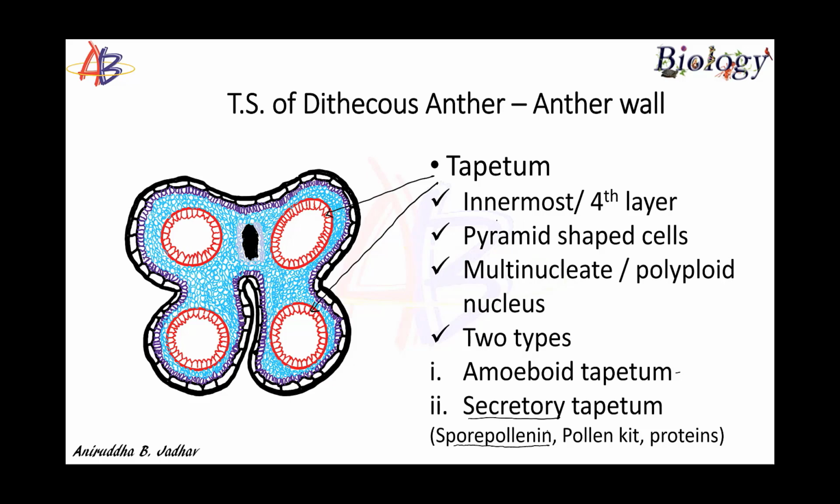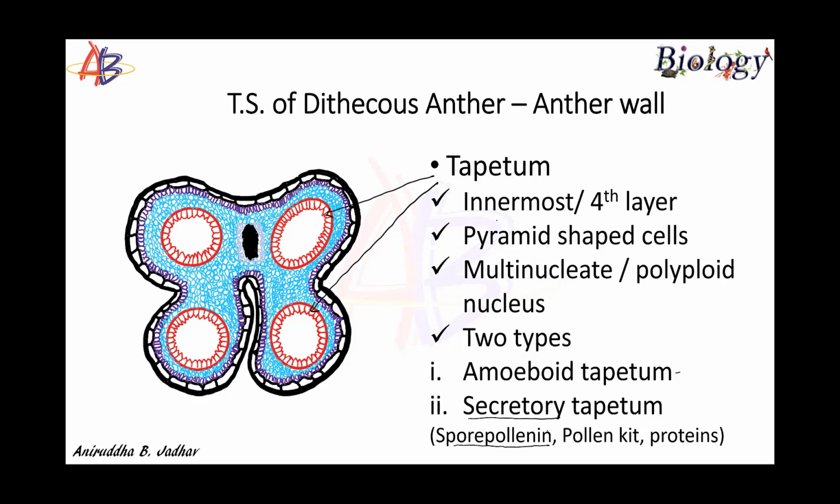This sporopollenin is considered as one of the toughest organic materials on earth, and no enzyme has been identified in any living organism which can degrade the sporopollenin layer. The second type of secretion can be observed as pollen kit. So pollen kit is an outermost thick, oily and sticky coating found in certain types of pollen grains.